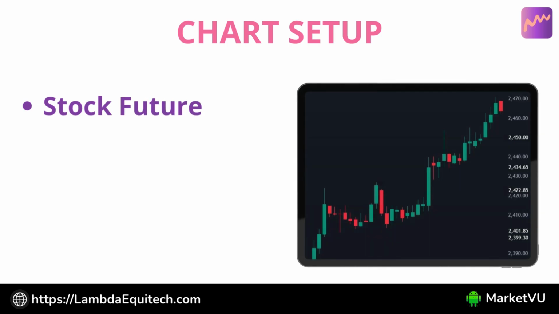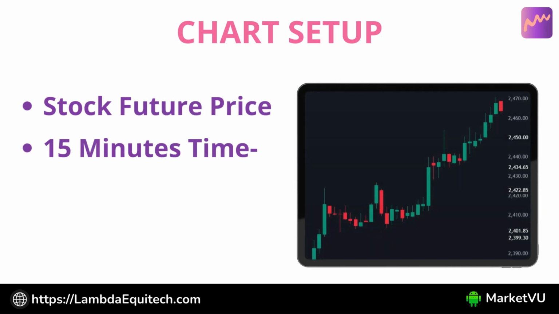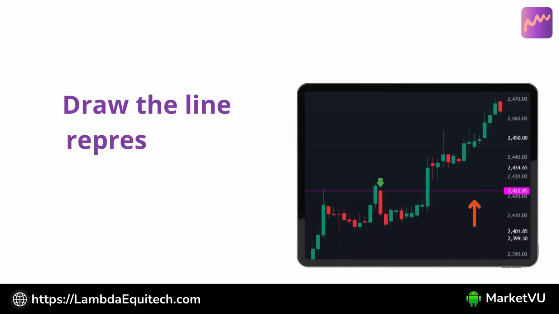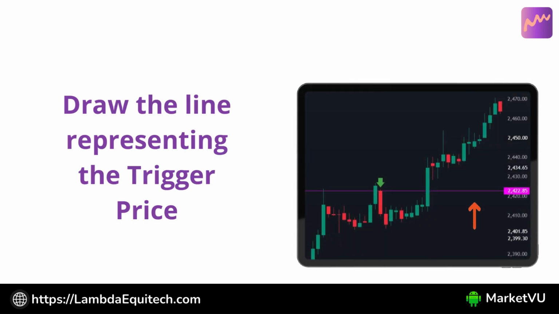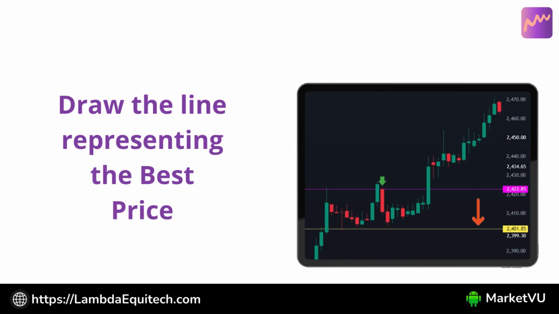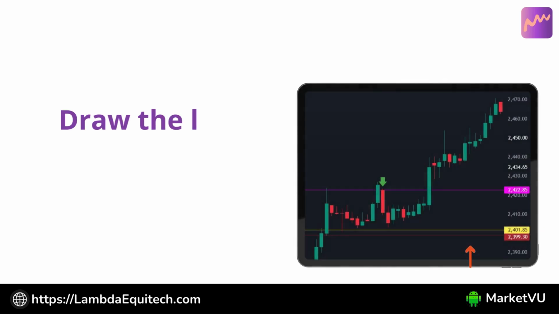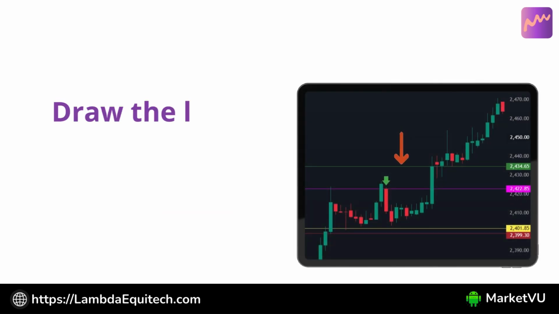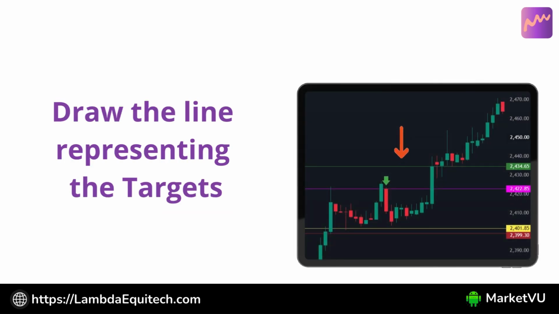First, load the stock futures chart with a 15-minute time frame. Mark the candle at which alert was generated. Start by drawing a line at the trigger price, followed by a line representing the best price, a line representing the stop loss, and a line representing the target levels.